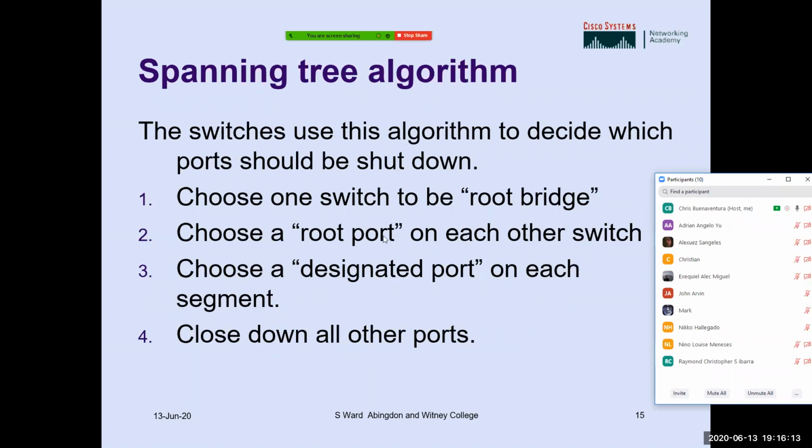So, this is the spanning tree algorithm. This is what Cisco switches do. So, step 1, it will select the root bridge. When you say root, dito nag-originate. Okay? Then choose a root port, meaning interface. So, it will elect an interface. And then choose the designated port, meaning destination. So, root port is source, designated is destination. And then shut down everything. Okay?